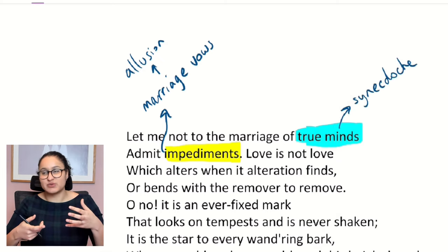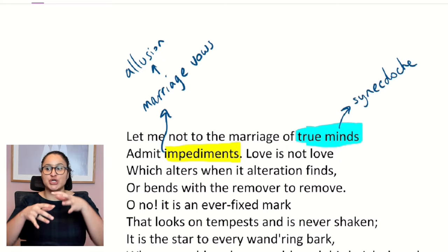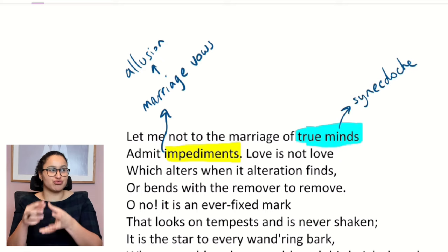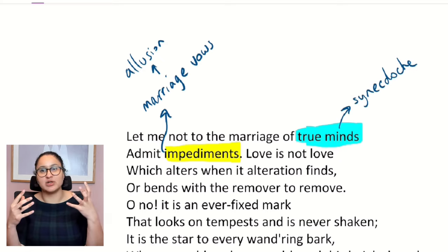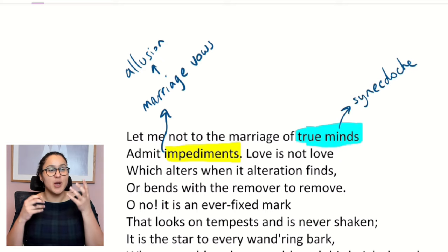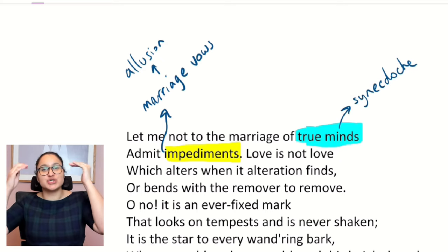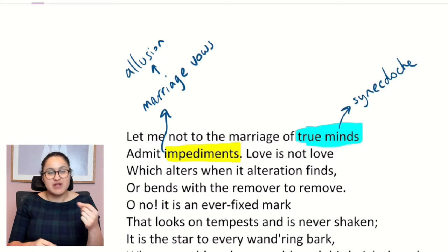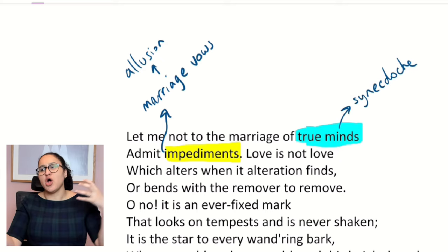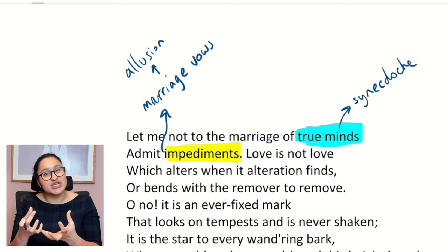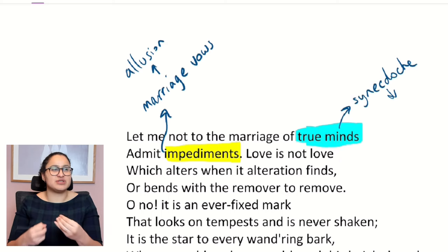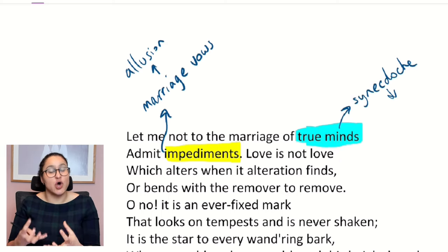Now, synecdoche is where you use a part of something to represent its whole, under this idea that that part of it is a great representation, is a great symbol of the bigger picture of it. So in the case of minds, he's using the mind to represent the whole of the people, the whole of their relationship. And if it's being called true, that has connotations of being like real, of being, you know, fitting together, of matching up. So when we look at the synecdoche of minds, we can see that what he's talking about is the values, the beliefs, the personalities of the two people.